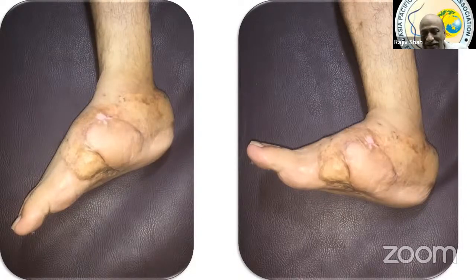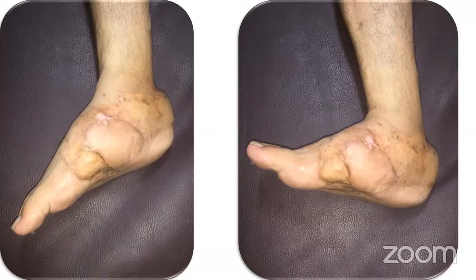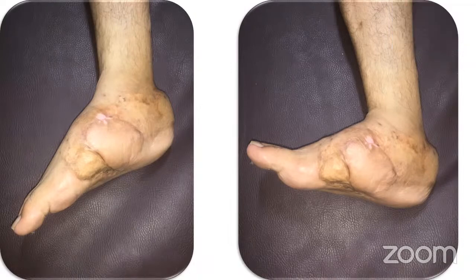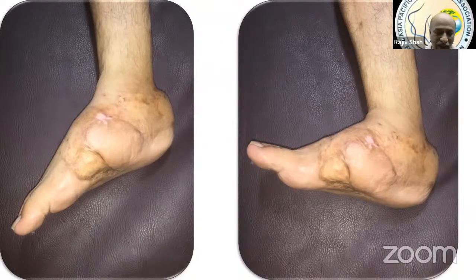Just a dorsiflexion and a plantarflexion. Do they have pain, sir, when they walk in these conditions? Not really, because they lose complete inversion and eversion. It is only when they walk on uneven surface that they have some pain. Otherwise, they can do routine work. I think this patient is now lost. I told him that he is going to require fusion.